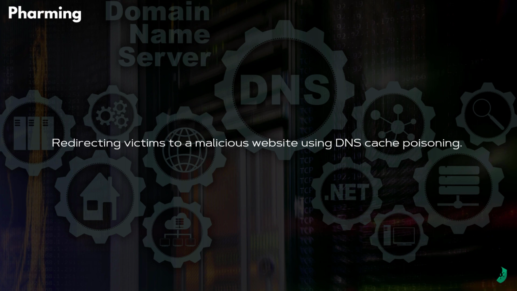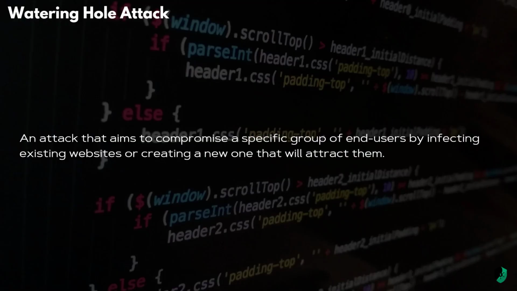We also have pharming. Now, this basically redirects victims to a malicious website using DNS cache poisoning. We're going to talk about DNS cache quite a lot later on in this course. But the whole idea here is that a victim may want to go to one particular website, but the attacker is able to redirect them to another website where they can then steal the credentials or infect the computer with malware, and so on.